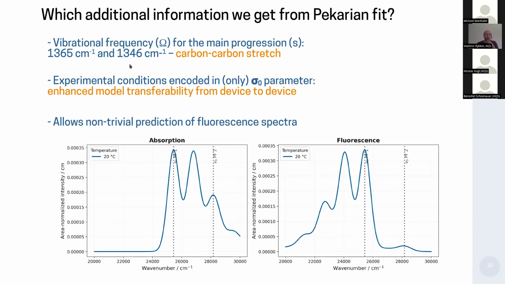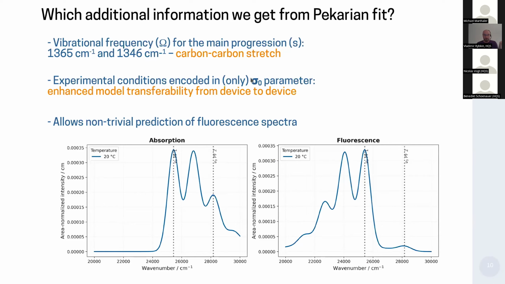And this is quite good accuracy, actually. Then we may transfer this data from device to device or from condition to condition. Why? Because conditions are encoded only in one parameter out of 6. Everything else depends almost purely on the molecular structure and the nature of the molecule.